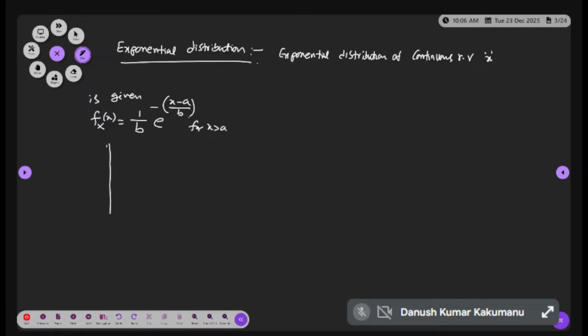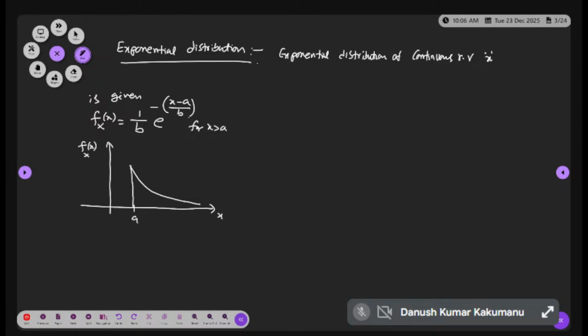As all of you know, it is an exponentially decaying graph. All of you know why this is an exponentially decreasing graph: e power minus x is involved. But this decay starts from where? At x is equal to a, it is an exponentially decaying graph like this.